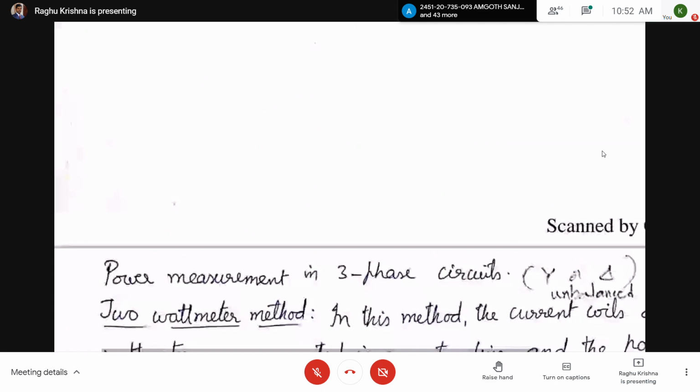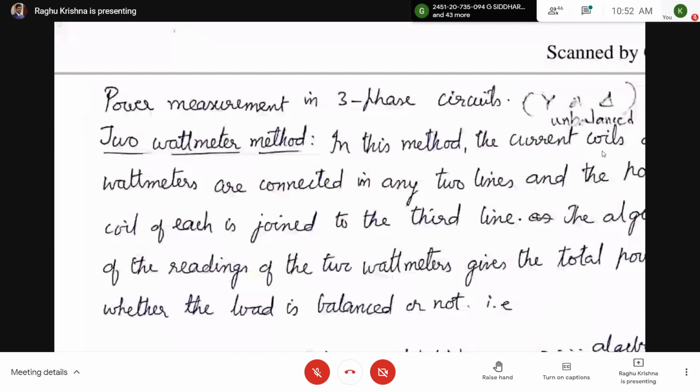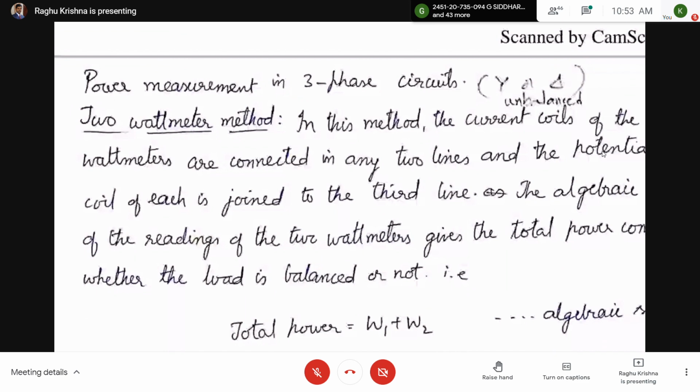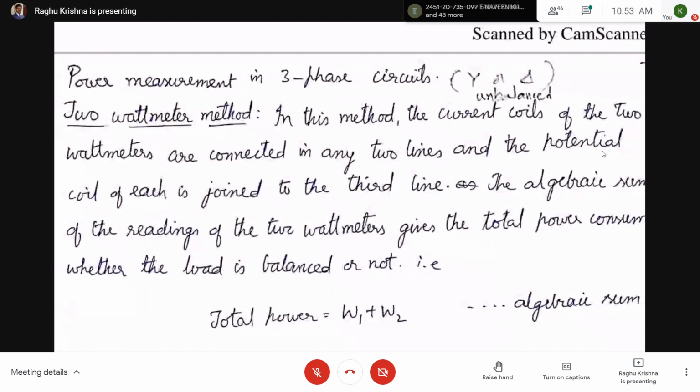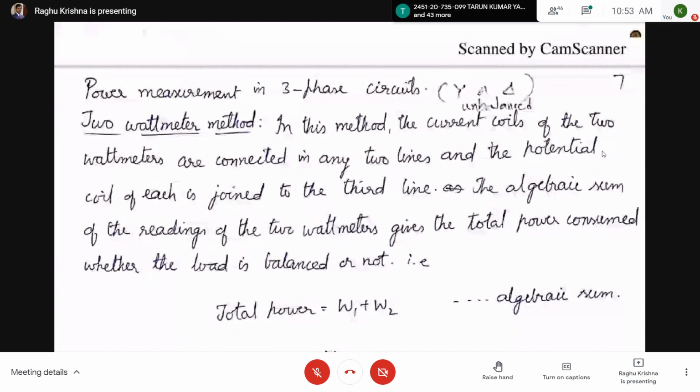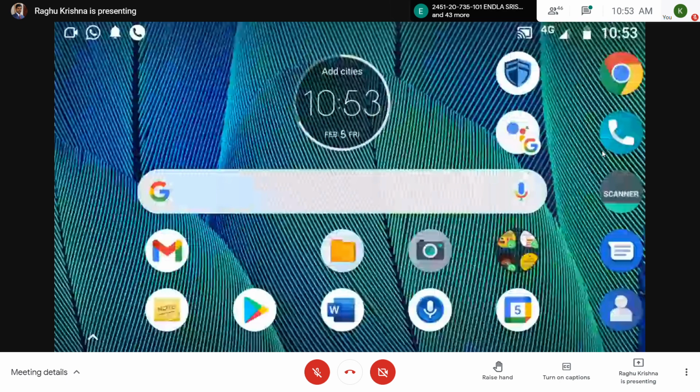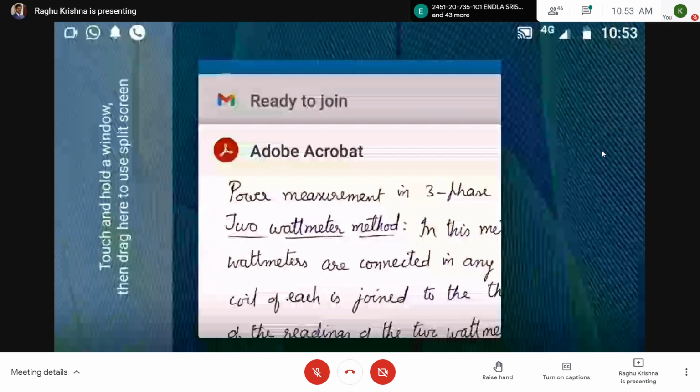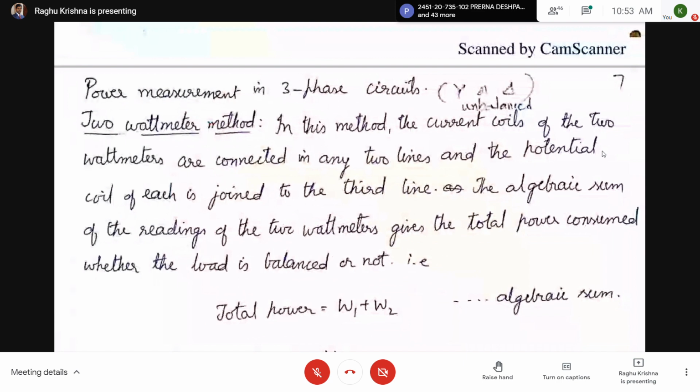So next one is power measurement in three-phase circuits by the 2 wattmeter method. This is important regarding the lab. So I will give brief points on this 2 wattmeter method. Power measurement in three-phase circuits using the 2 wattmeter method. This is there in your lab and you are going to do the experiment.